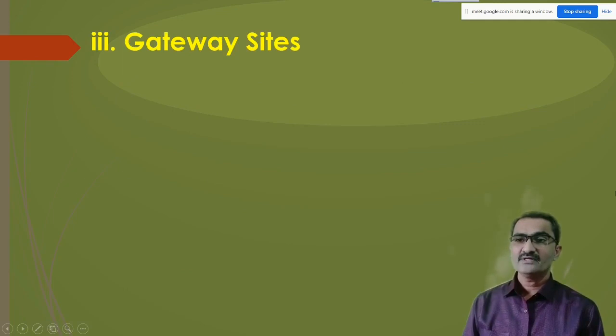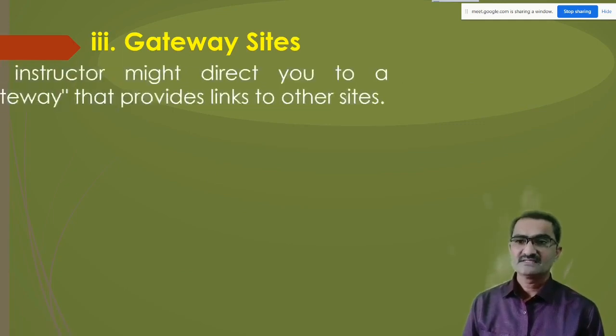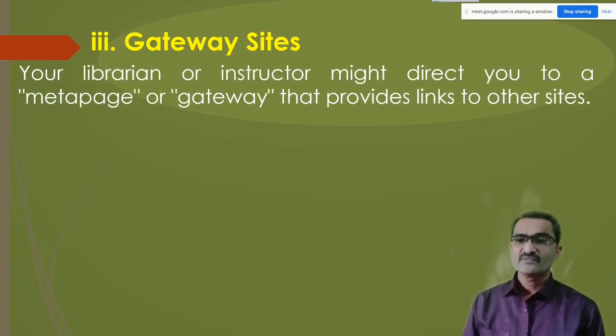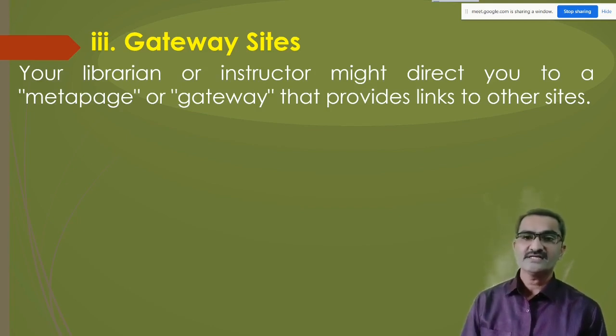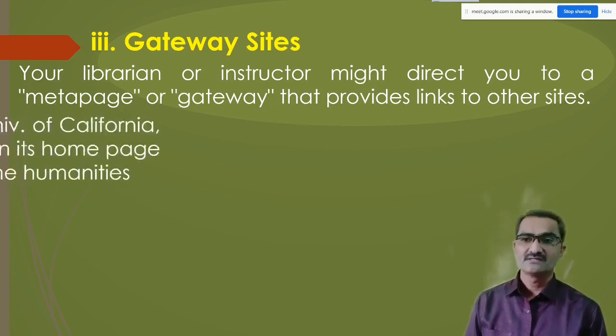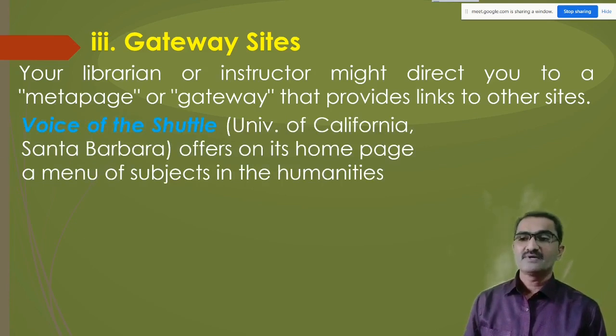Third point is gateway sites. It means there are some other sources with the help of which the researchers can collect the material. Your librarian or instructor might direct you to a meta page or gateway that provides links to other sites. For example, Voice of the Shuttle.